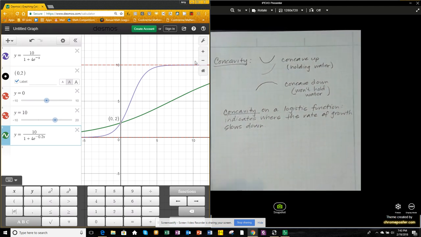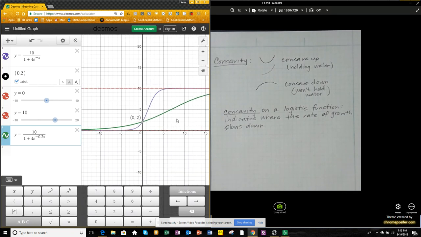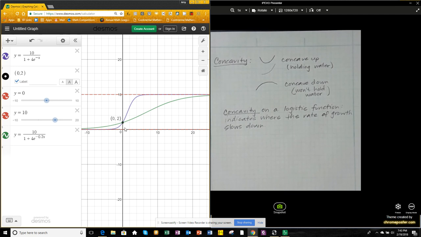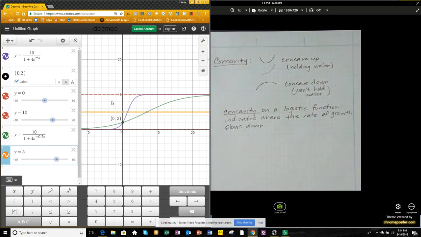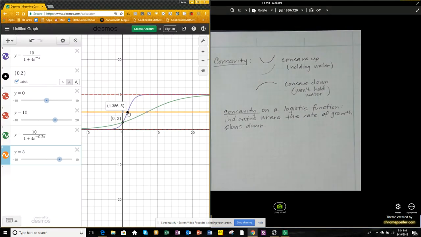Now, what's interesting is, if I were to zoom out here, does it look like the rate of growth might change at the same location, even though one is growing faster than the other? I'm going to suggest to you that the rate of growth is going to change when we are at half the carrying capacity, which is at 5. And if you notice here, at half your carrying capacity, it does look like the purple curve is changing from concave up to concave down. And this green curve, when the carrying capacity, 10, is divided by 2, looks like it's changing from concave up to concave down. And thus, its rate of growth starts decreasing at half the carrying capacity.